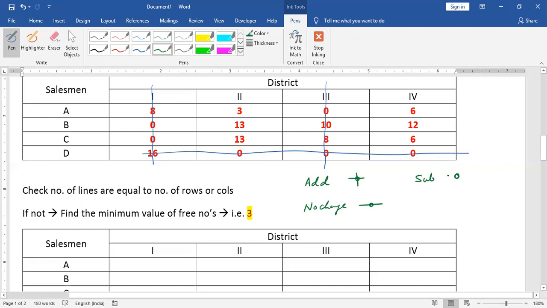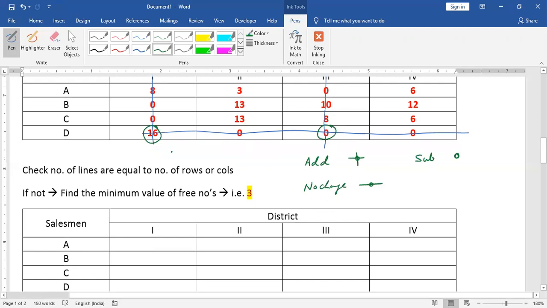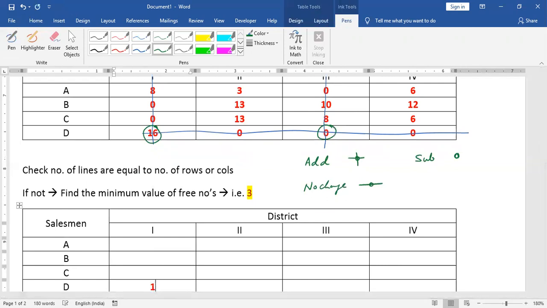So we can see at this place lines are intersecting, yes or no? At this place lines are intersecting. Already what number do we have? We have 16 over here. So 16 plus 3 is 19. And in this case 0 plus 3 is 3.